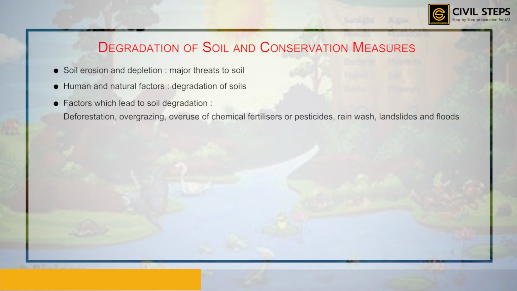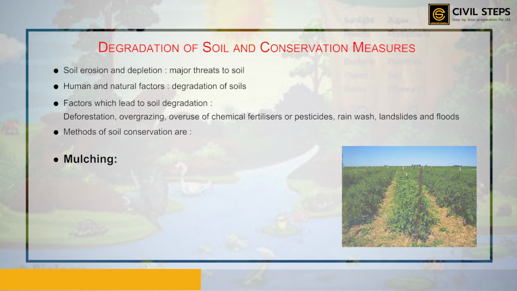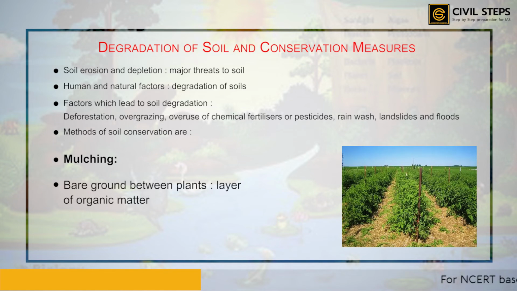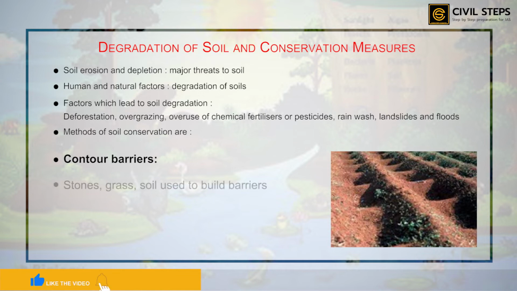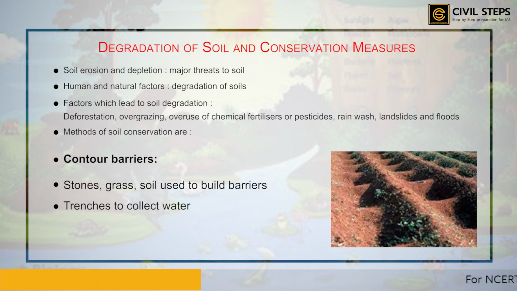Now what are the conservation measures? So some methods for soil conservation are, A, mulching. That is, the bare ground between the plants is covered with a layer of organic matter like straw. This helps to retain the soil moisture. The second method is contour barriers. In this, stones, grass, and soil are used to build barriers along the contours. Trenches are made in front of the barriers to collect the water.